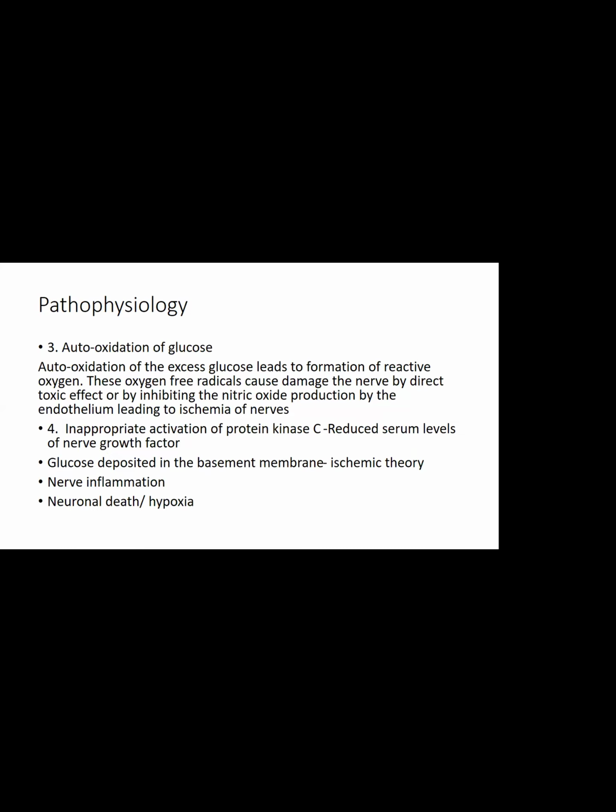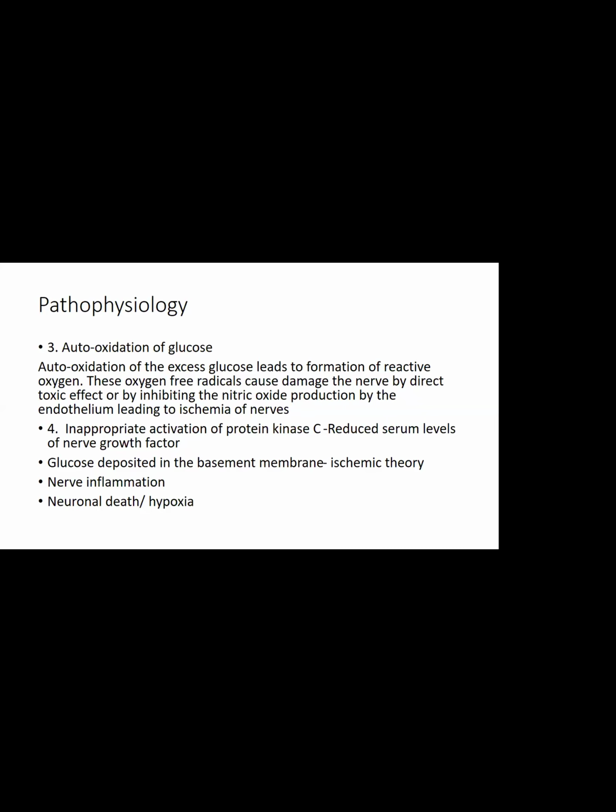Another postulation is the autooxidation of glucose. The hyperglycemia leads to a lot of autooxidation with a lot of free radicals, and free radicals have been found to inhibit nitric oxide, which causes endothelial damage, leading to ischemia of nerves. Then another postulation is inappropriate activation of protein kinase C, reducing serum levels of nerve growth factors.